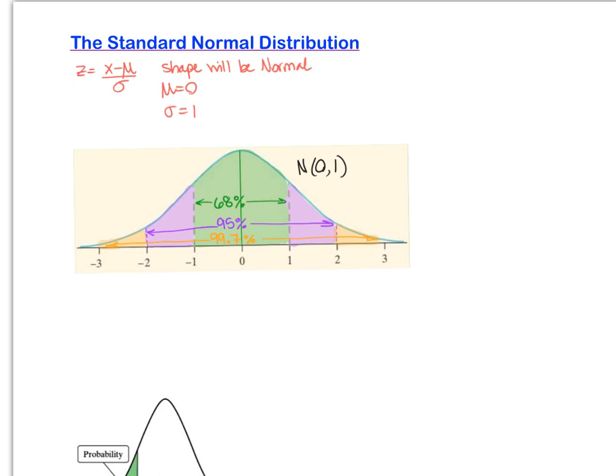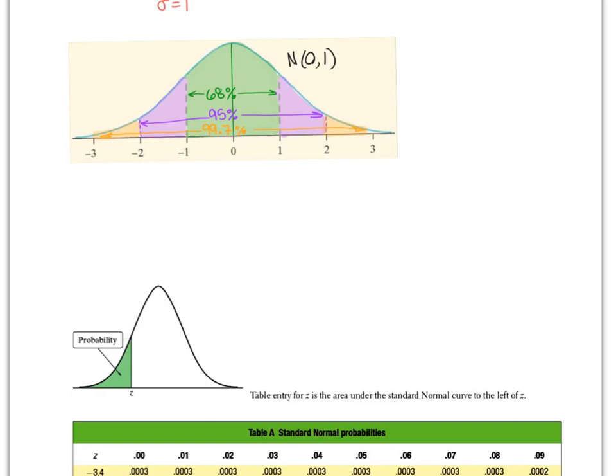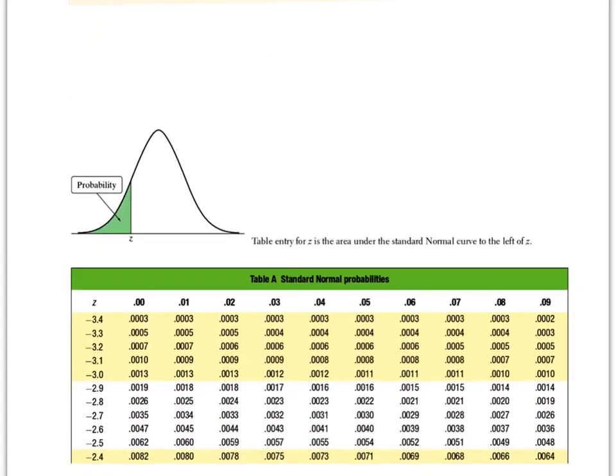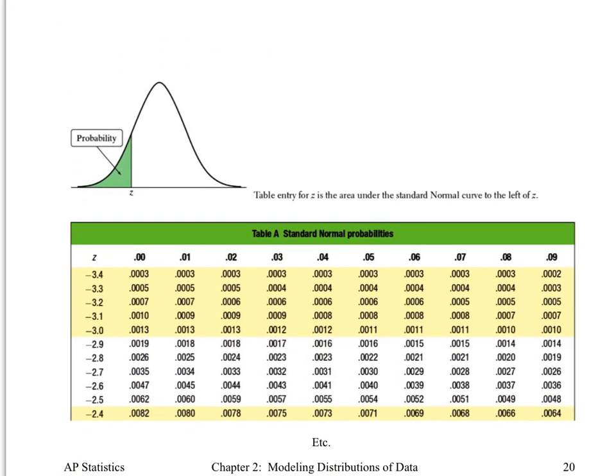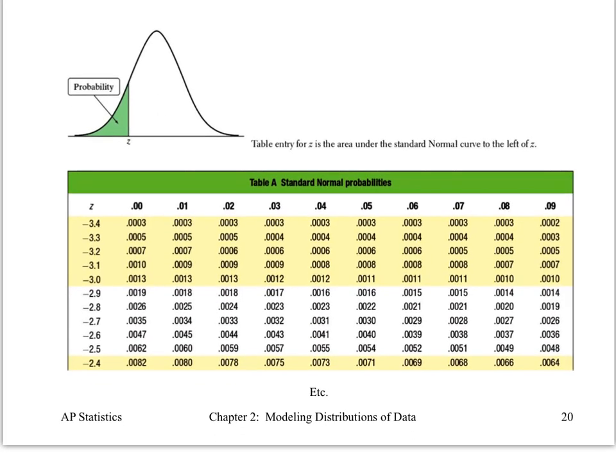But what happens if we wanted to find something in between that wasn't exactly following the empirical rule? Well, then we would need some other tools. And what we use is the standard normal table, Table A in our textbook, also in the formula sheet on the AP Statistics exam. This is a little excerpt from it.